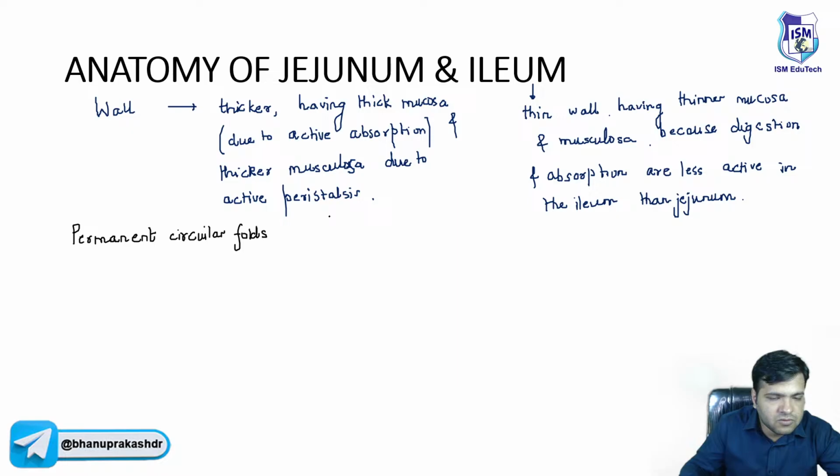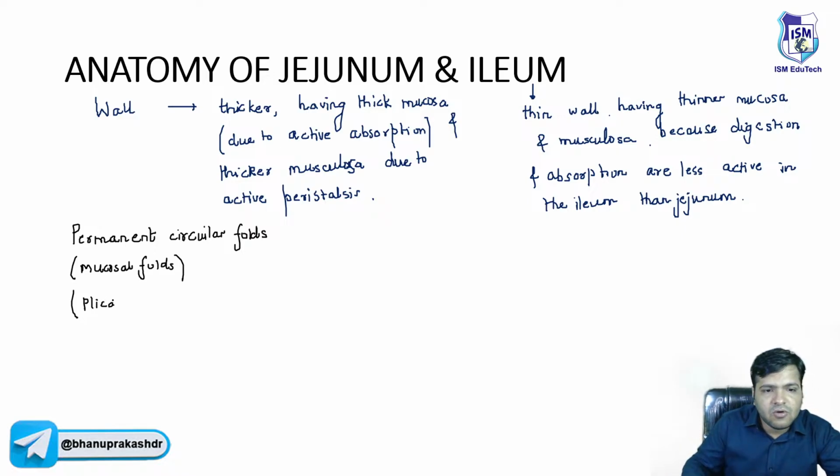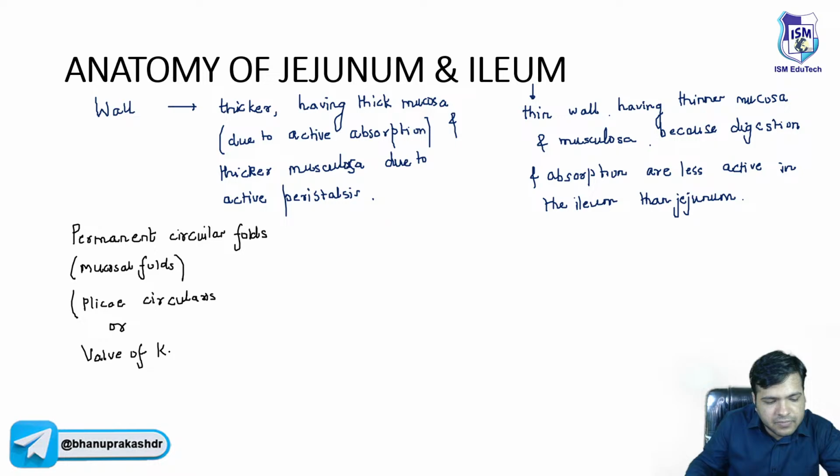Okay, permanent circular folds. Actually, these are mucosal folds, and these are called plicae circularis. Or it is also given the name valve of Kerckring.